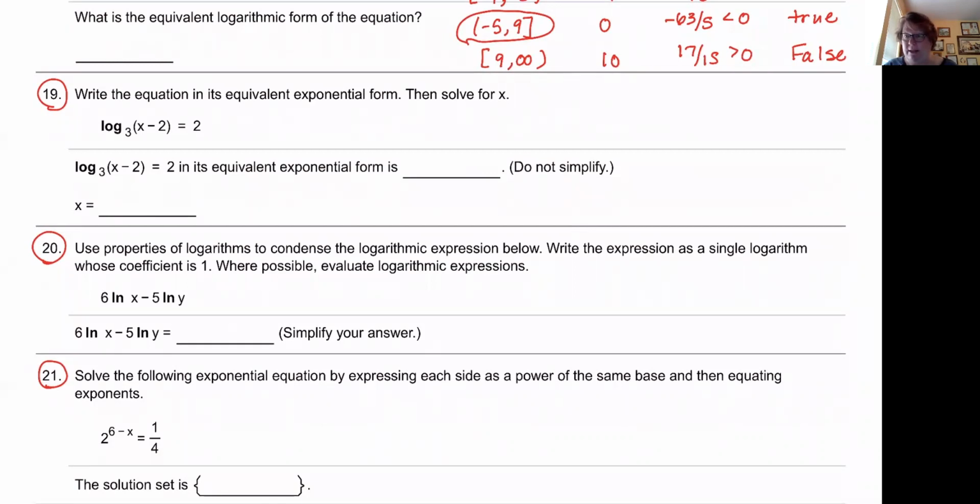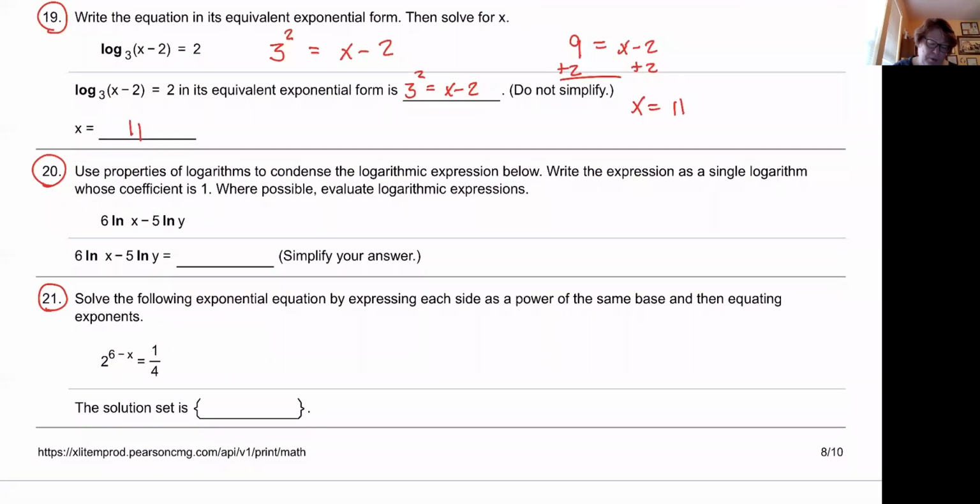The first part is just to write it as an exponential. Second part is to solve the equation. All right, so let's write this as an exponential. Log base 3 of x minus 2 equals 2. So the base is 3. Whatever the log is equal to, that is the exponent on the base. So it's equal to 2. So that is the exponent. And that's equivalent to whatever you're taking the log of. So the first answer is 3 squared equals x minus 2. Now you're going to solve that. So we get 9 is x minus 2, add 2 to both sides, and it looks like x is 11.